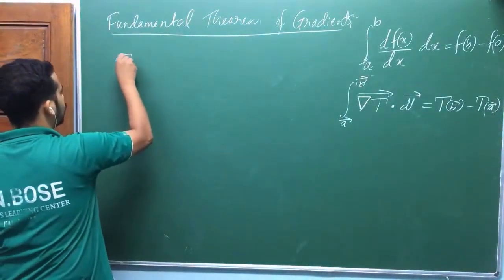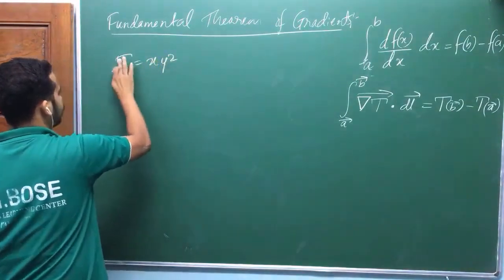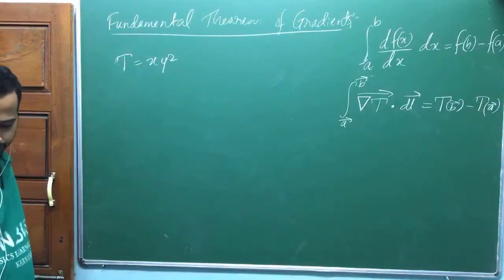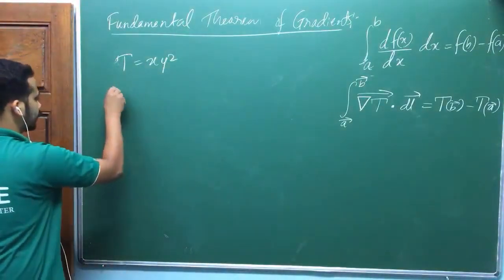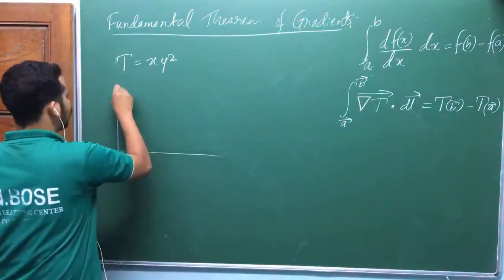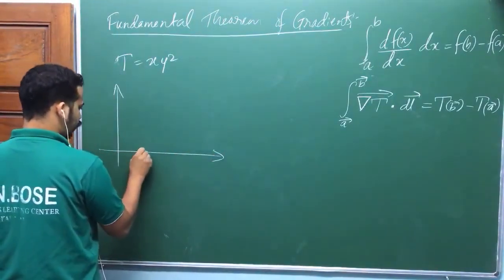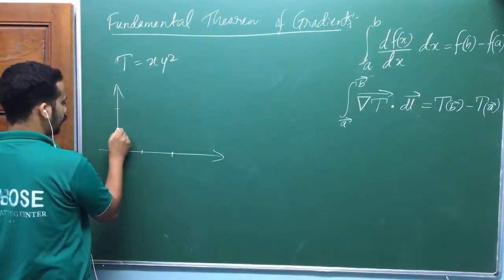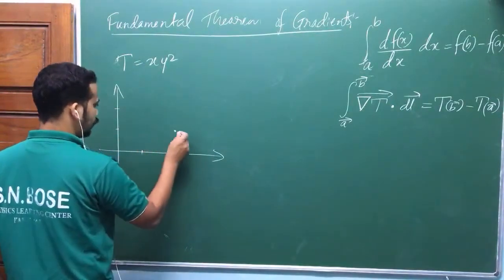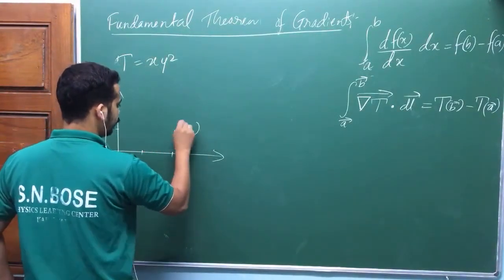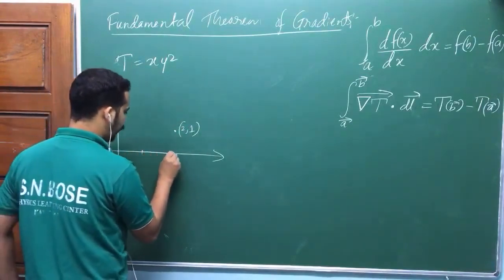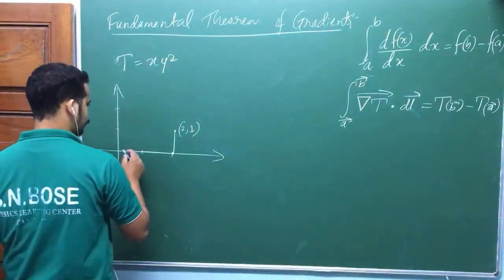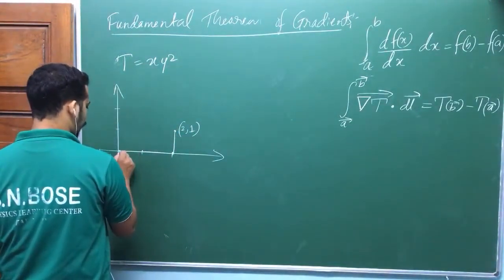Suppose let me take some scalar field as x into y square. Okay, scalar field x y square. Now let me take two paths here. Let me take a plane, with 1, 2 here and 1, 2 here. Let me take a point. What is this one? 2, 1. I will go from this path. Let me take it as the first path.